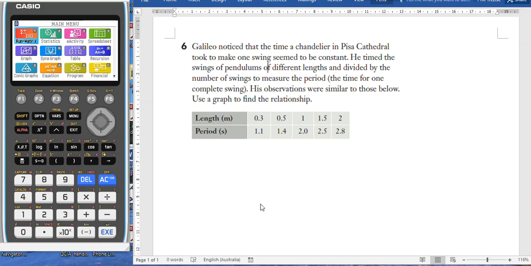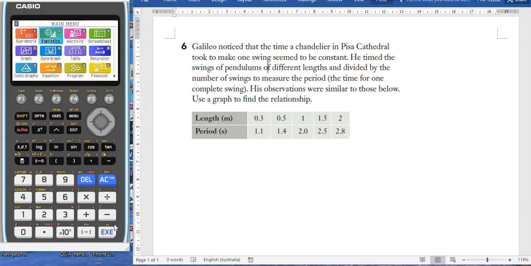Hi everyone, I'm going to demonstrate how to use the CG50 to plot this data and to straighten the data. The situation is Galileo's famous experiment where he watched the chandelier swinging in the cathedral. It's basically a pendulum with different lengths and a different time period to swing back and forth.